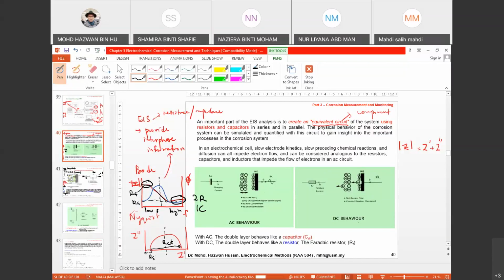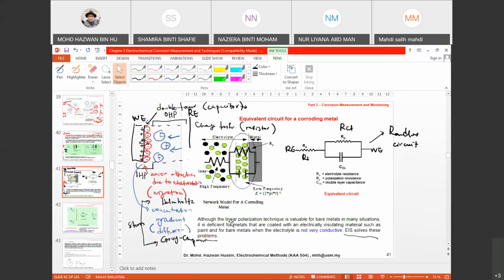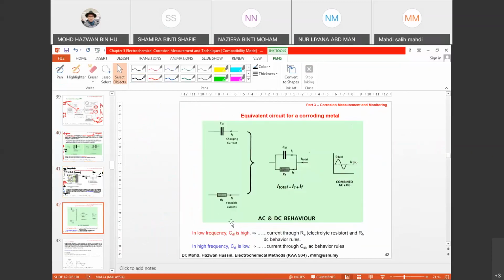Anyone can guess? Actually, you can relate it with the Bode plot. Diana, Channel? High frequency. Sorry? High frequency? Yes, correct. High frequency. And this is actually low frequency. So this is what it means. At the low frequency, CDL is high, then you have a current through the resistor.